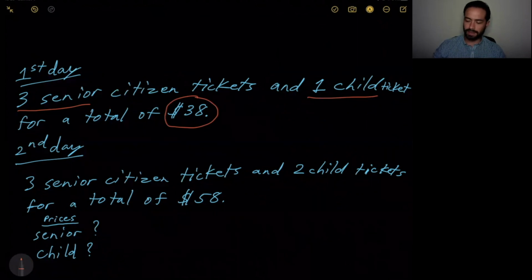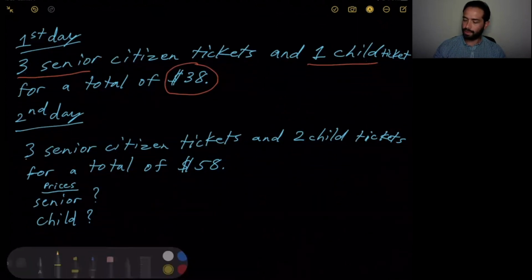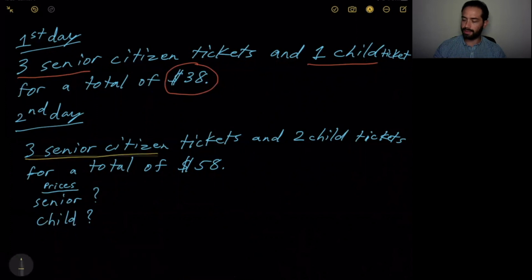All right, on the second day, we sold 3 senior citizen and we sold 2 child tickets for a total of $58. So the question is this: what is the price of a senior citizen ticket and what is the price of a child ticket? Okay, so how are we going to do this?